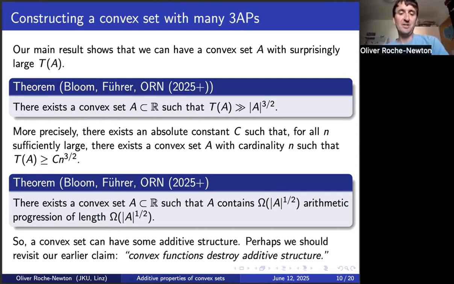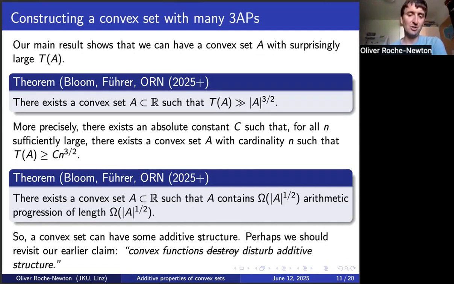So yes, this is a convex set, but there is some additive structure in it, because it has many 3 APs, and it also has many long arithmetic progressions. So it feels like this earlier claim that I made, that convex functions destroy additive structure, is not really true here, because this convex function has left some of the additive structure behind. This A still has some additive structure, not as much as a true progression. But destroy feels like a strong word, so you could change it to something like disturb or disrupt.